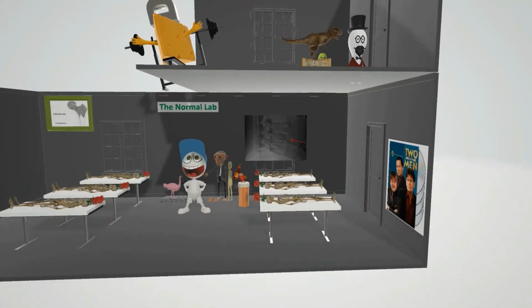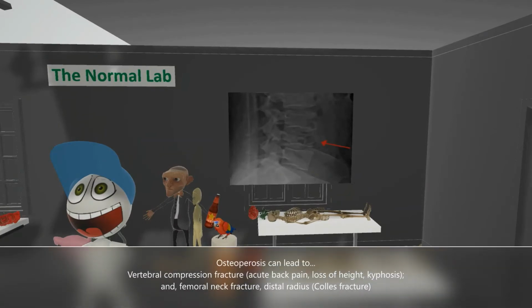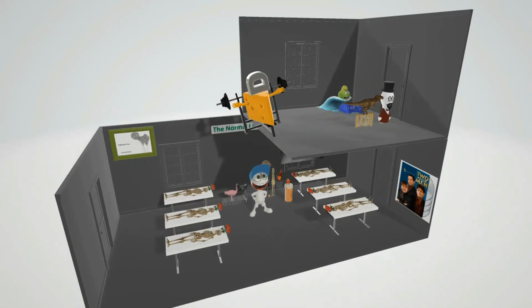Okay, let's take a look at that X-ray. So osteoporosis can lead to fractures, most commonly a vertebral compression fracture, in which one or more bones in the spine get weaker and shatter. This presents with acute back pain, loss of height, and kyphosis. It can also present with fractures of the femoral neck and the distal radius, although these are most associated with postmenopausal osteoporosis. Okay, let's talk about prophylaxis and then we'll talk about treatment.